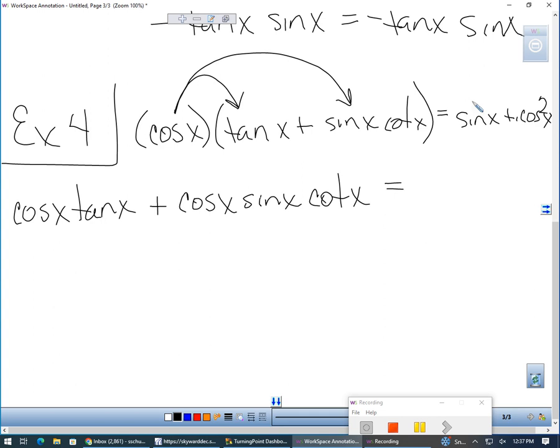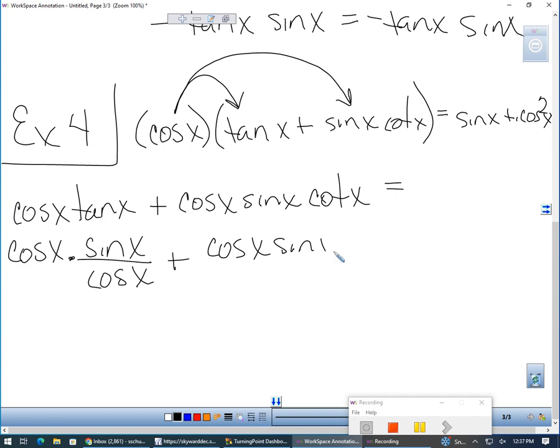So now, you'll notice on the right-hand side, those are all in sine and cosines, right? So what do you think we should do? Take out the tangent and the cotangent. Yeah, let's get rid of those because we know it doesn't help us, right? So we're going to change this first one. This is cosine x times, tangent is sine x over cosine x, plus, this is cosine x, sine x, cosine x over sine x. Still doesn't exactly match.